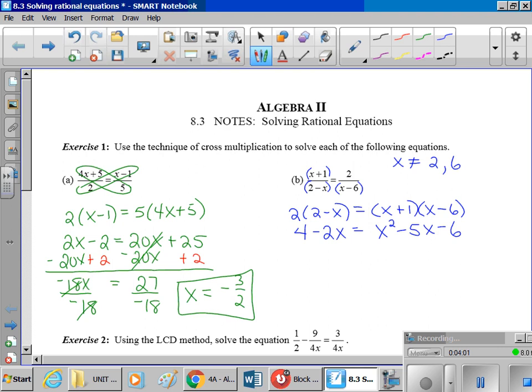All right, in this case, I'm going to bring the left side over to the right side. So I'm going to take my minus 4 plus 2x, and I'm going to line them up with my like terms, plus 2x and minus 4. So this cancels to 0. So I'm left with x squared minus 3x minus 10, which factors beautifully, thank goodness.